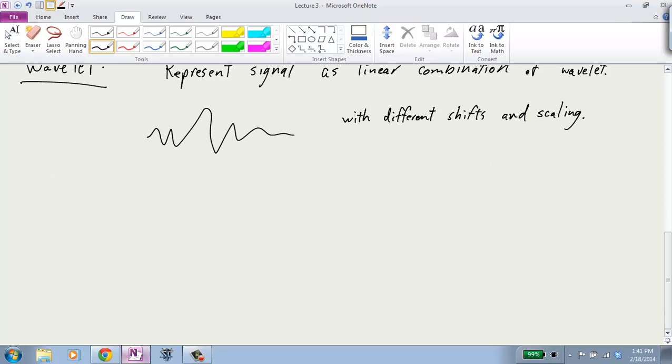Perhaps the simplest one is the Haar wavelet. The Haar wavelet just looks like this. Here's 0. It's discontinuous like this. Let me put the origin there and call this 1 and this -1 in height. So I just drew some rectangular function, and I can use that to represent signals if I add enough of them shifted in time and rescaled in time.